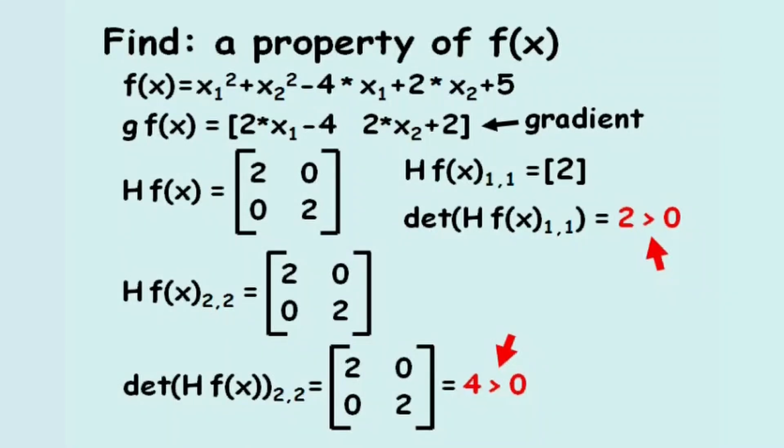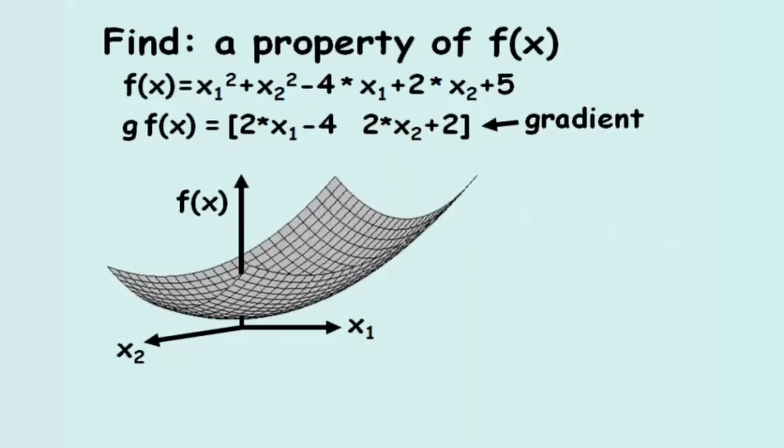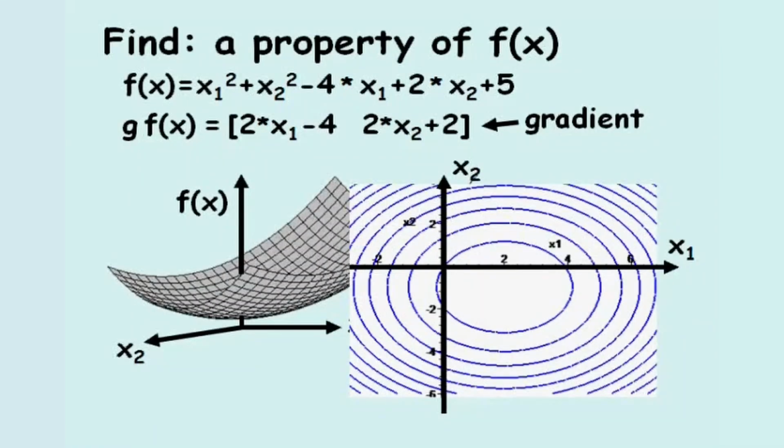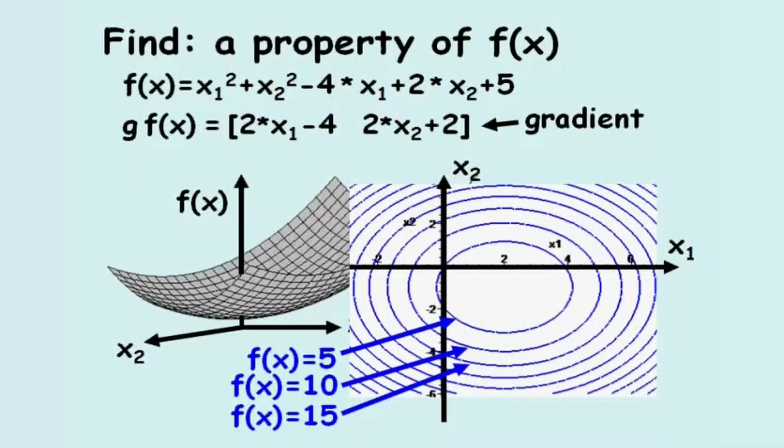Lastly, if we revisit our plot of the function and view a contour plot of the function, we notice the level sets are continually increasing as x1, x2 moves further away from the minimizer x star, which is located at 2, minus 1.